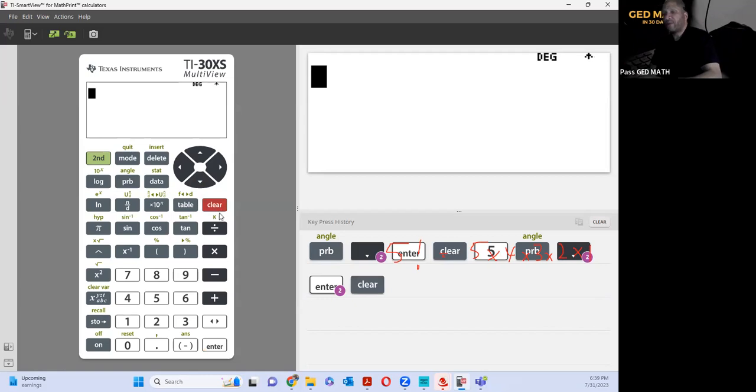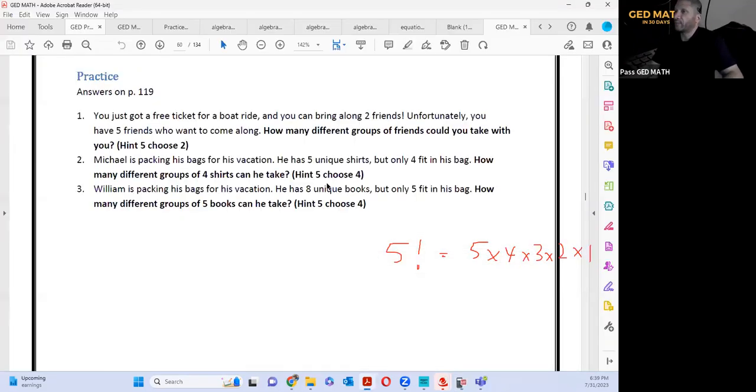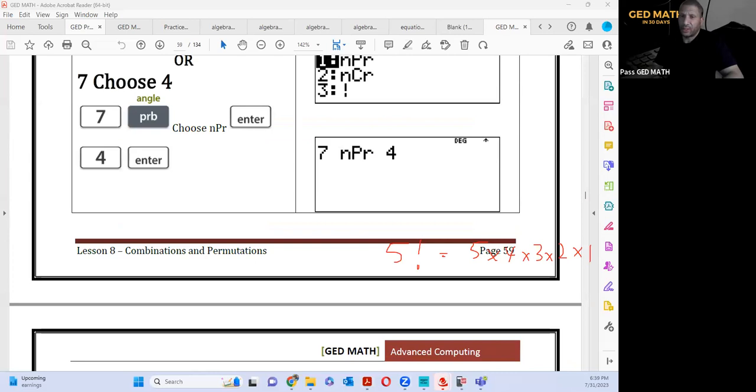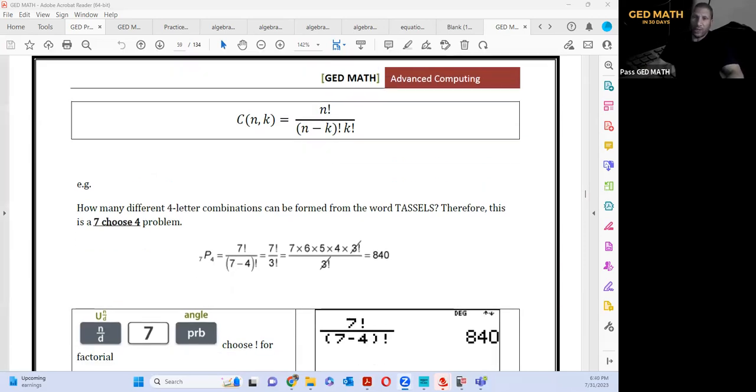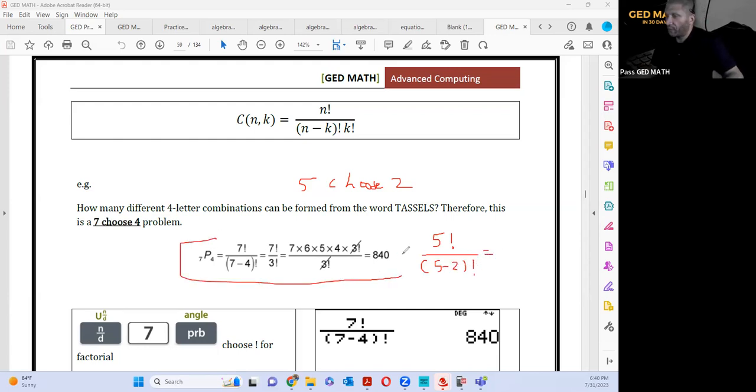Now, 5 choose 2, again, let me clear the screen. I gave you the formula and then showed you how to do it with the calculator. So if you were doing this, 5 choose 2. Okay? So, you have 5 factorial divided by 5 minus 2 factorial. This is the formula for choose. So 7 choose 4, 5 choose 2.